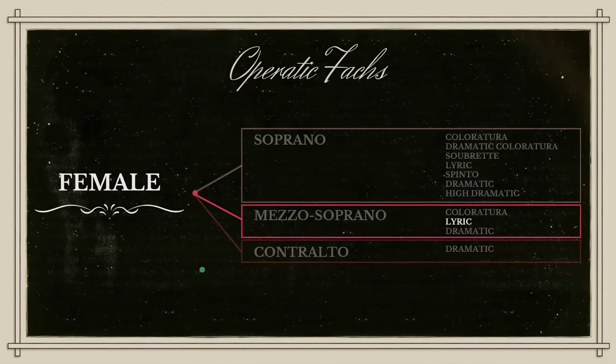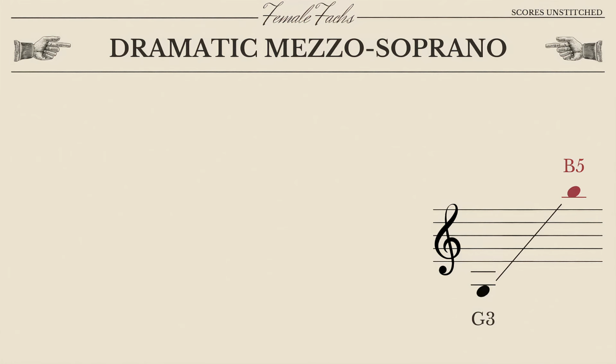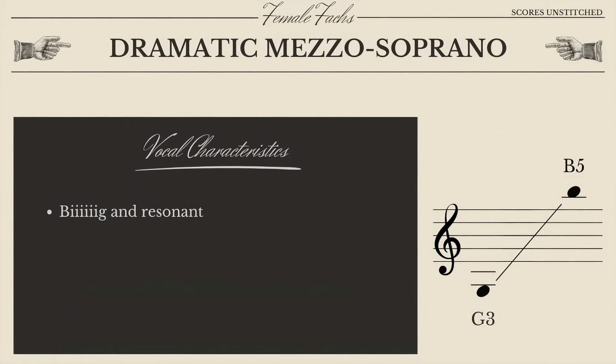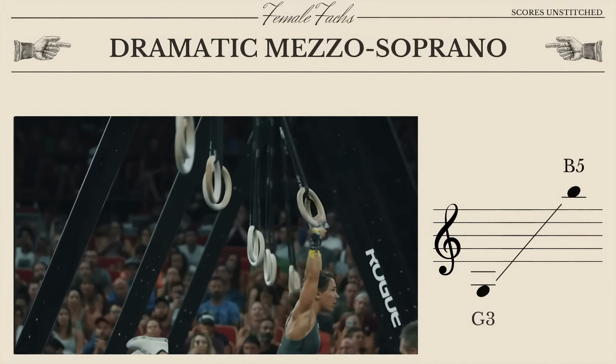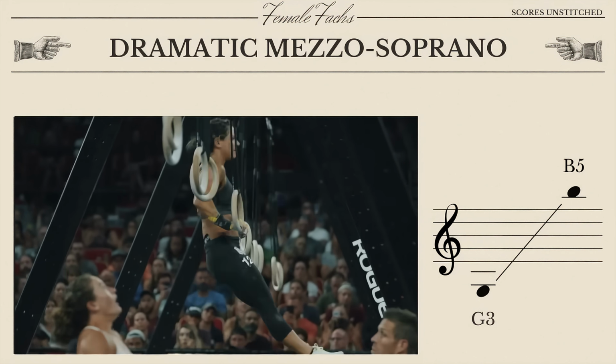And last we have our dramatic mezzo. Again, same range, G3 to B5, and these women have big voices. Similar to dramatic sopranos, it carries really easily over these big orchestras. They even actually have a similar range, but again, it's just that mezzos sing in that lower tessitura. They're, again, CrossFit icons. They have really high endurance and lots of power.